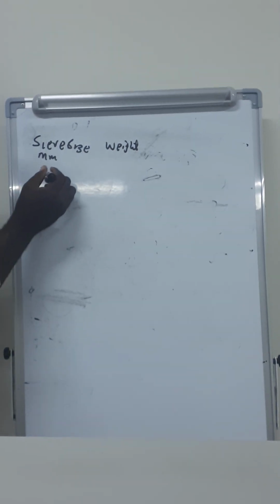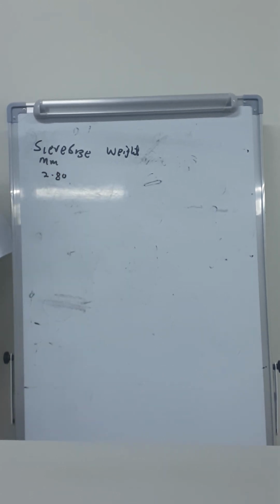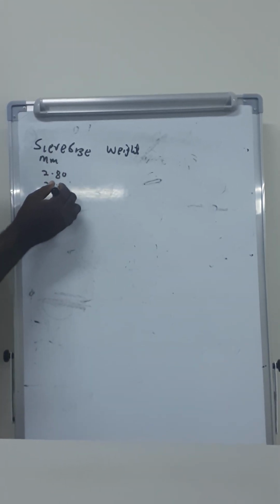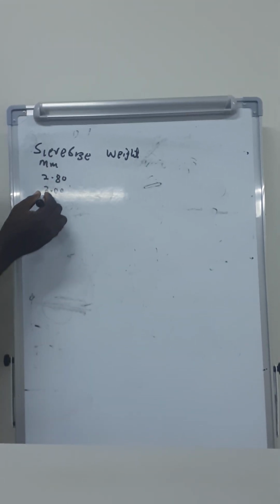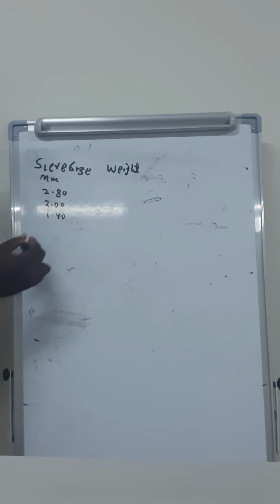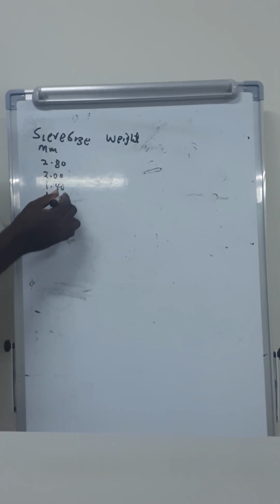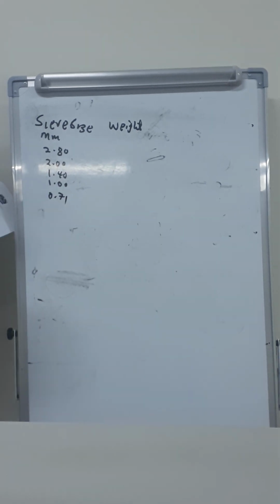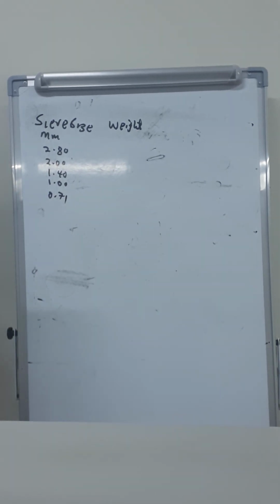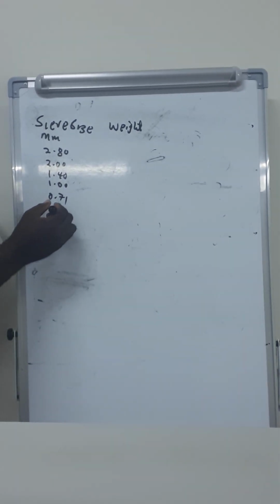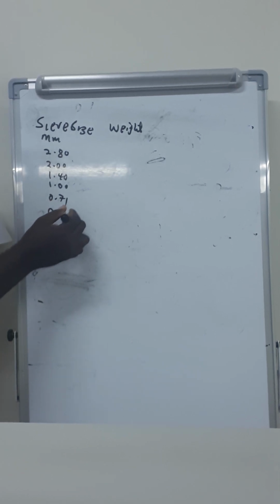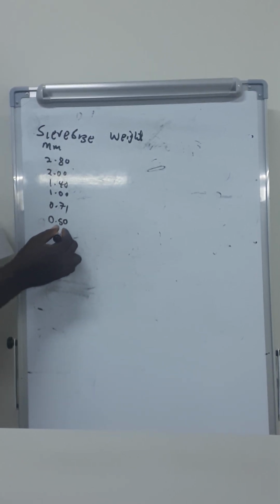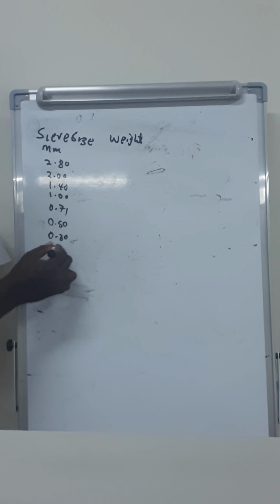The first sieve size is 2.8. The next is 2.0. I have 1.4. I have 1.0. I have 0.71 millimeter, that is 710 micro. I have 0.5, I have 0.3, and the pan.